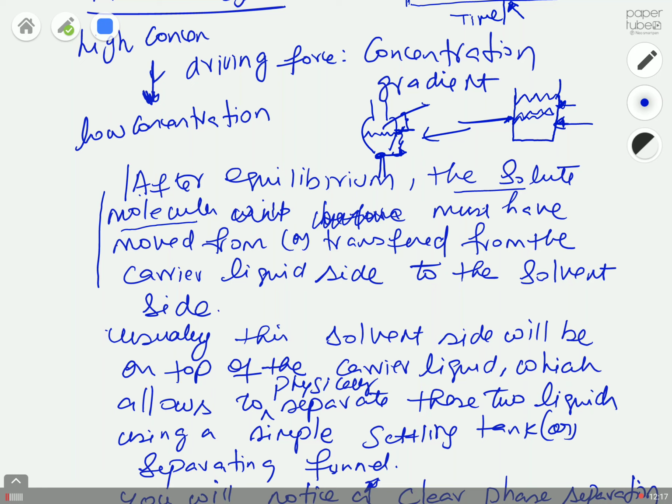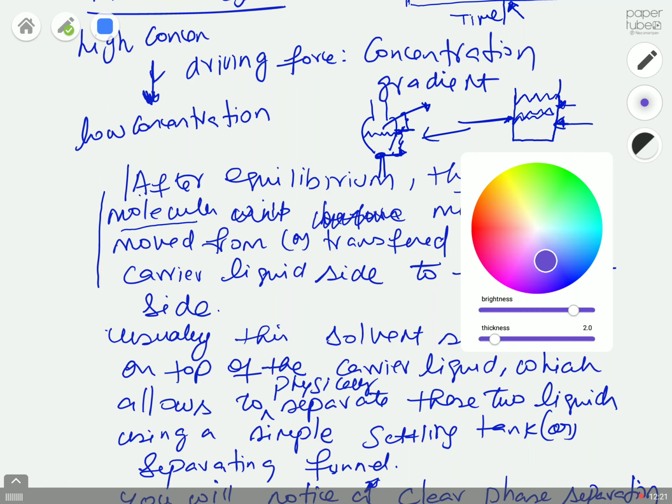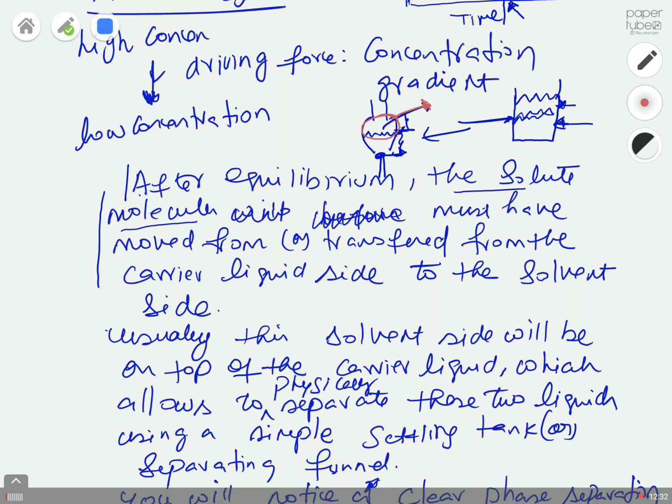This liquid will be enriched with solute, let me change the color. This top liquid you can collect using a separating funnel. It will have a very high concentration of your solute, which is the product of your interest. I hope you all understand the concept behind liquid extraction.